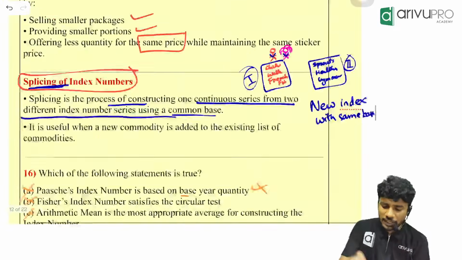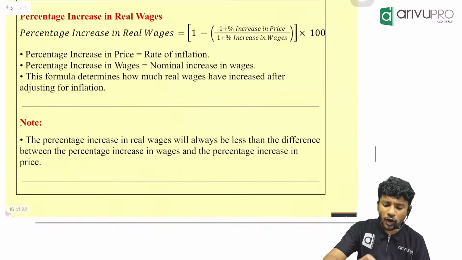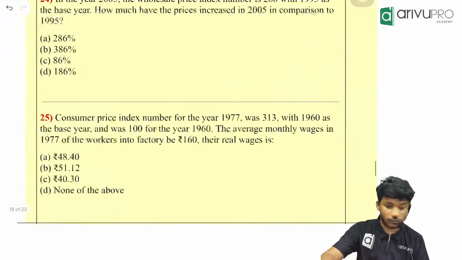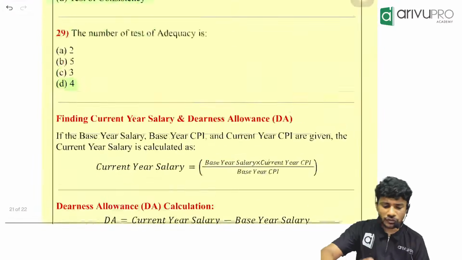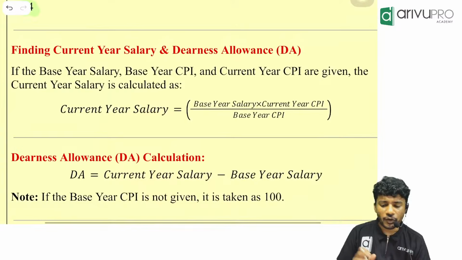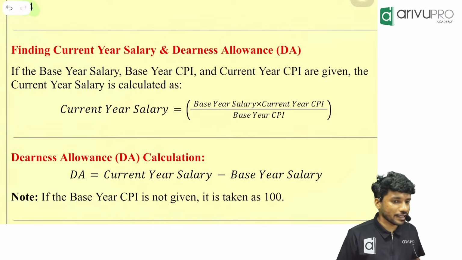Then I am taking you to the final topic from this chapter. Along with this, we will have a few more topics we need to learn, but usually we will get a question from this topic. That's why we are going for this. That topic is called current year salary.